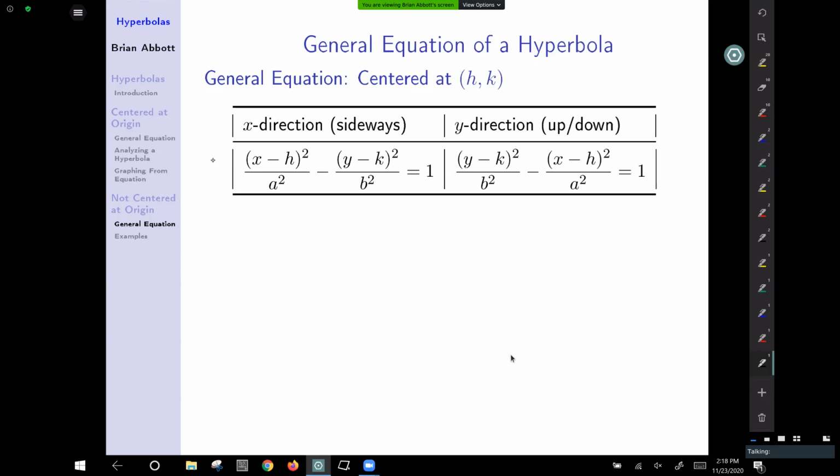So once again, we are going to have sideways hyperbolas, what I'm going to call sideways. Just say we have some point that's our center, then you're going to have two asymptotes, and the hyperbola is going to open up to the left and to the right, sideways. And then in the y direction, vertical ones, again, where you've got some center, and then you've got your asymptotes through that center, and these ones are going to open up and down.